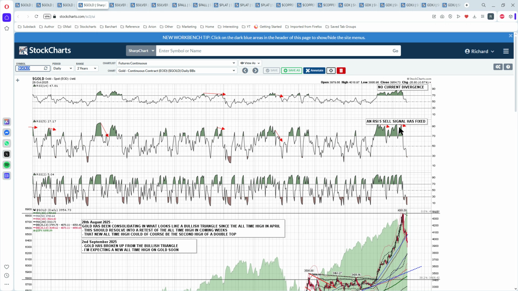We've got an RSI 5 sell signal fixed, which has now made target. Didn't have anything on the RSI 14.